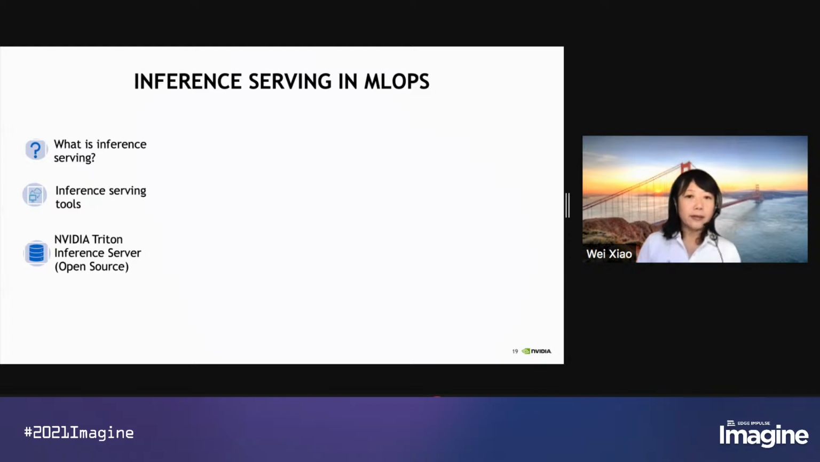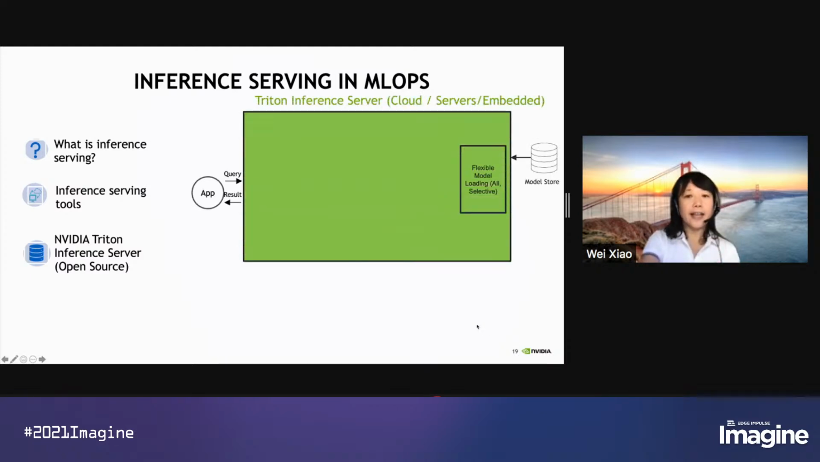There are different machine learning inference serving tools on the market. Popular ones include Google TensorFlow Serving, Facebook TorchServe, KFServing. Usually these tools only support one machine learning framework or specific hardware infrastructure. NVIDIA started an open source project called Triton Inference Server a few years ago to address the challenges we just talked about. Triton adopts a client-server architecture.